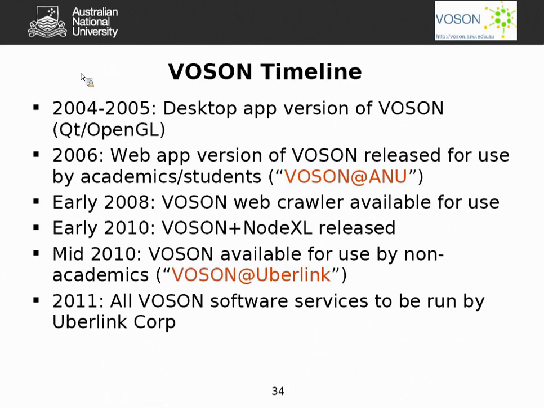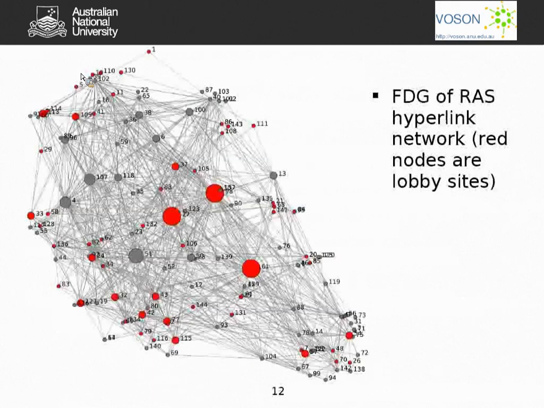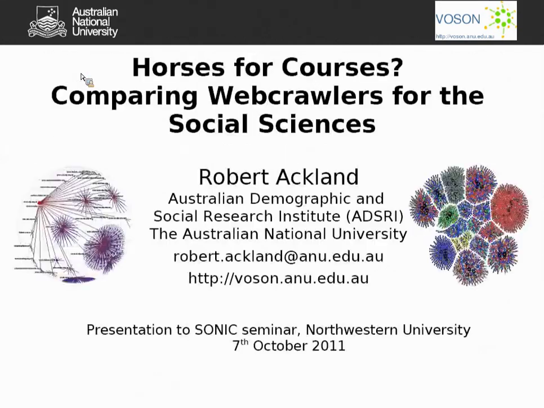In 2004 to 2005, there was a desktop version of Voson. It was software that would run only in Linux, and it had really beautiful graphics because I could use OpenGL graphics, and I actually had this amazing visualization that I can show you just very briefly. This is going to be worth it, isn't it?